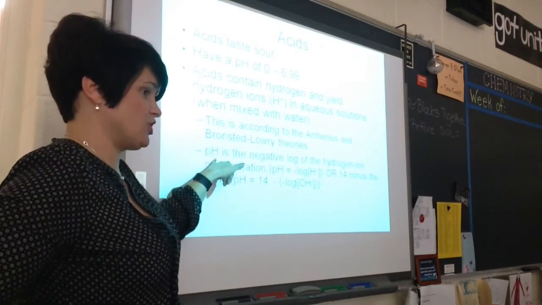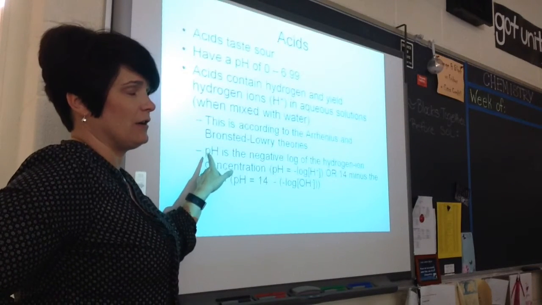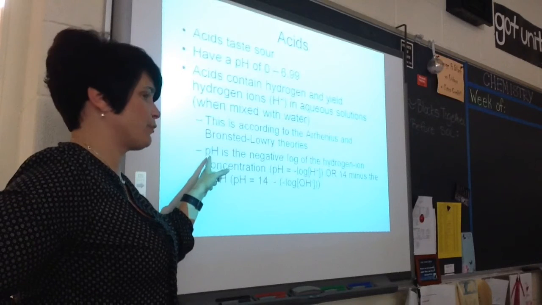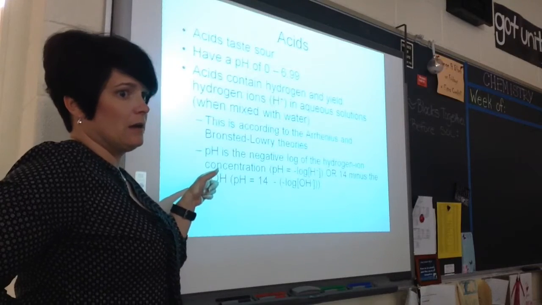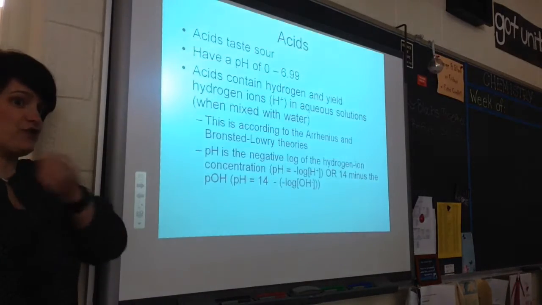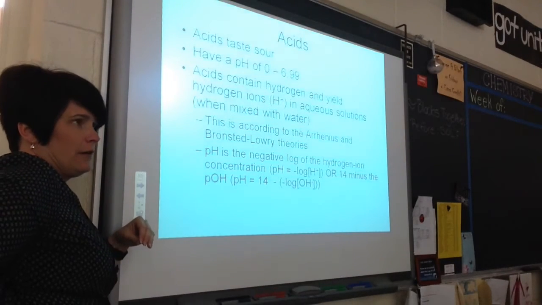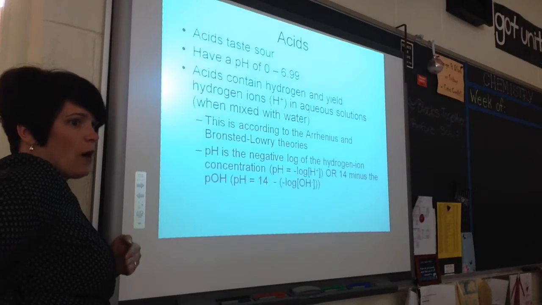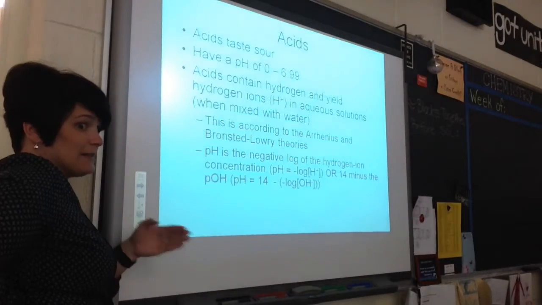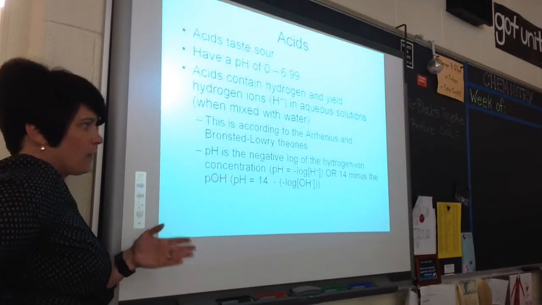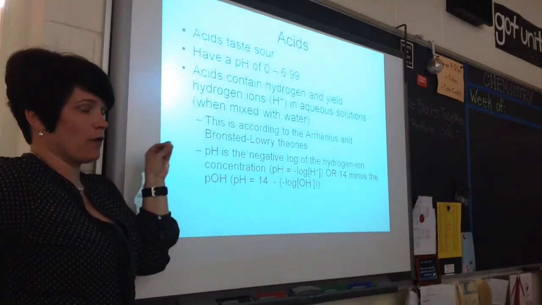Now, pH. If you want to make a margin note about this, I think of pH, and this is not an incorrect way to think about it, as percent hydrogen, because that's really what it is. That's smart. Okay? It's how much hydrogen is in that. The more hydrogen you have, the lower your pH is going to be and the stronger you are going to be in terms of acidity. The less amount of hydrogen you have, the more basic you're going to be and the higher your pH is going to be.